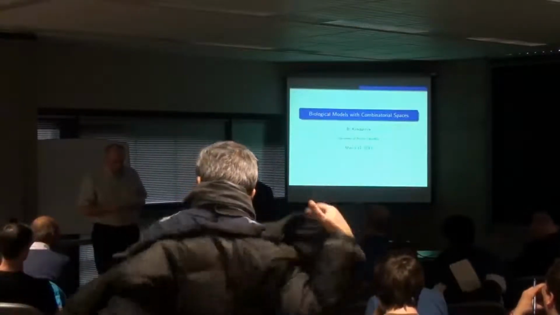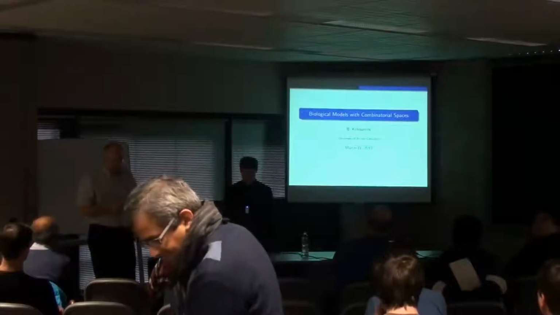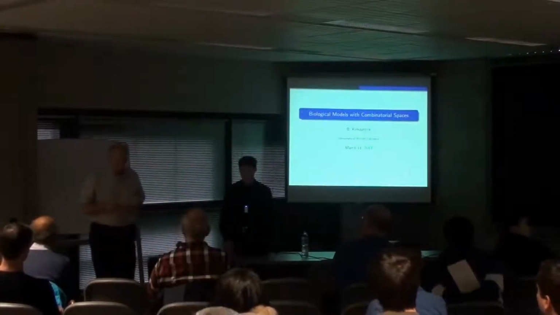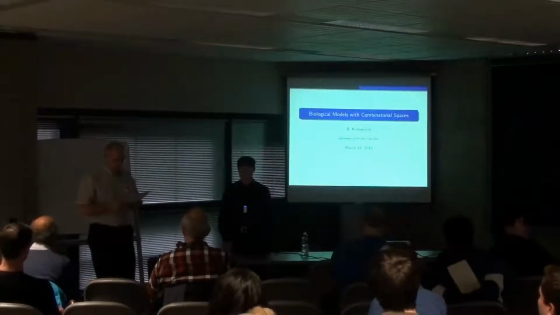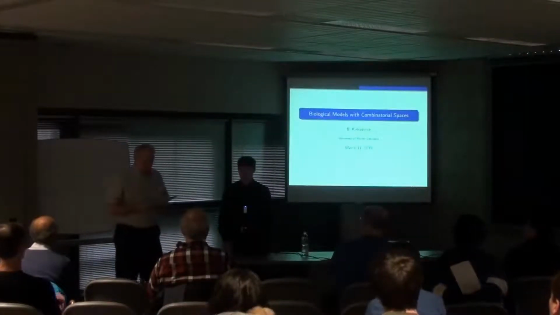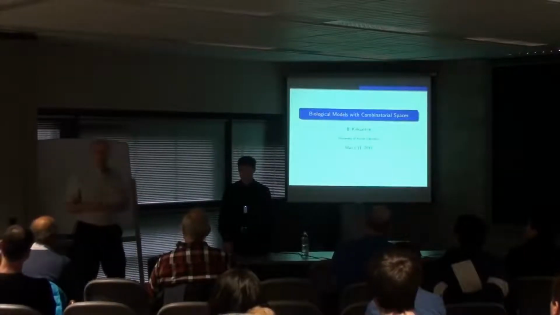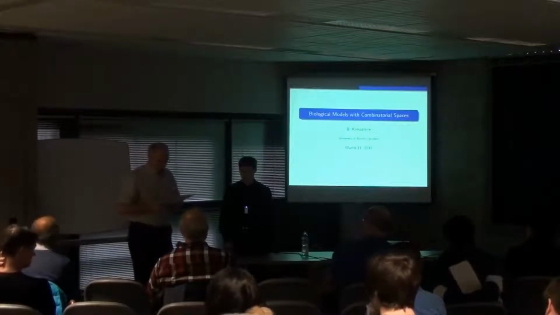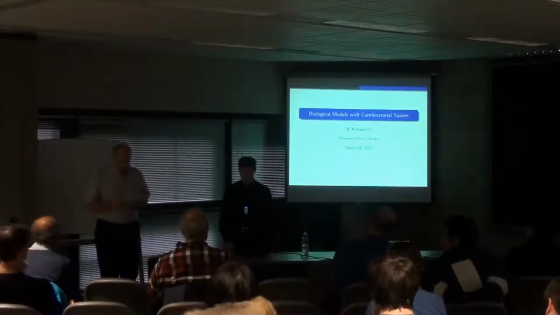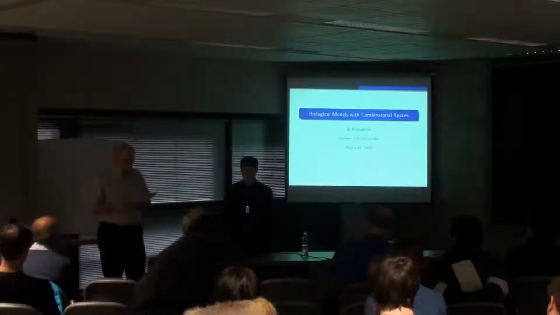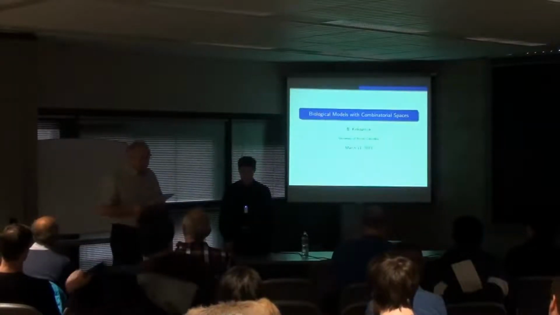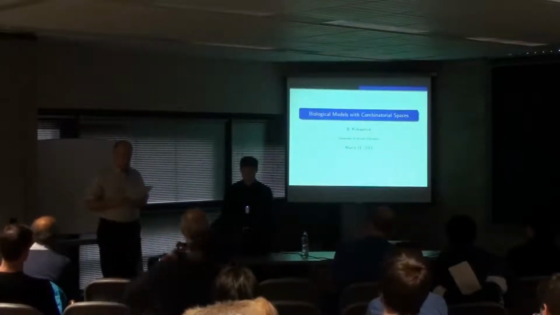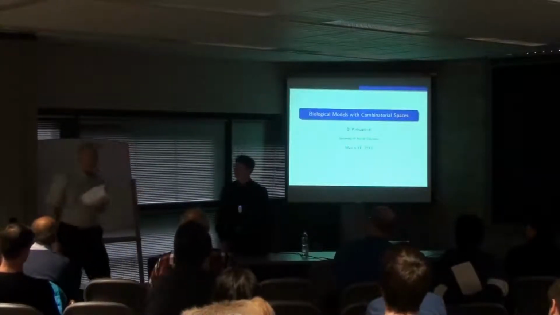So Bonnie earned an undergraduate degree in computer science at Montana State before moving to UC Berkeley, where she did a PhD also in computer science. Her dissertation and all her work since then has been at the interface between algorithm development and human genetics. She's currently a postdoc in computer science at the University of British Columbia in Vancouver. And today she's going to talk to us about biological models and combinatorial spaces. Thanks for coming. Thank you.